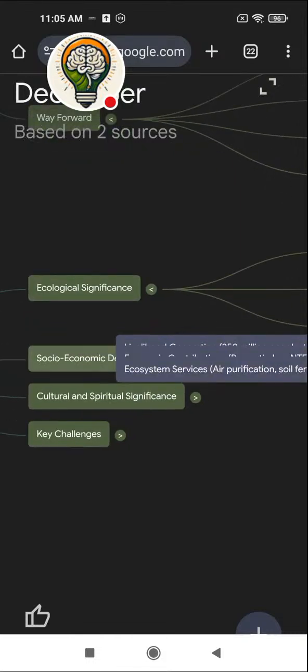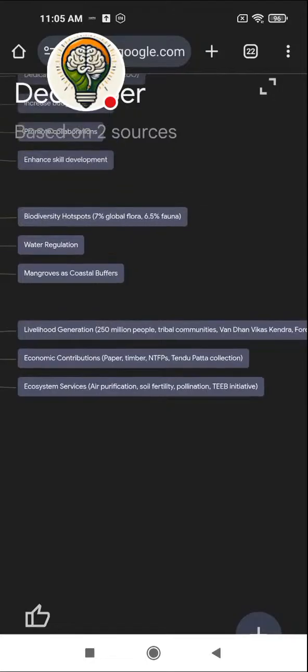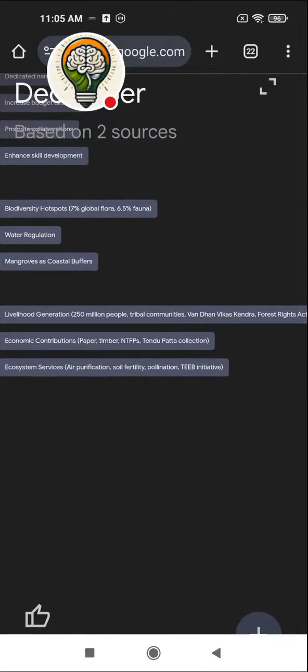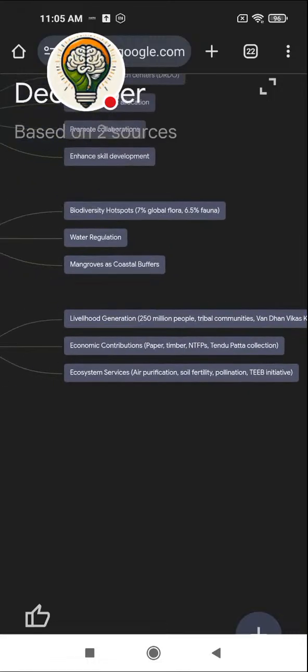Then the socio-economic development. So livelihood generation, 250 million people, tribal community, Vandhan Vikas Kendra, and Forest Rights Act. Economic contribution, paper, timber, NTFP, Tendupatta collection, and ecosystem service, air purification, soil fertility, pollination, and TWB initiative.